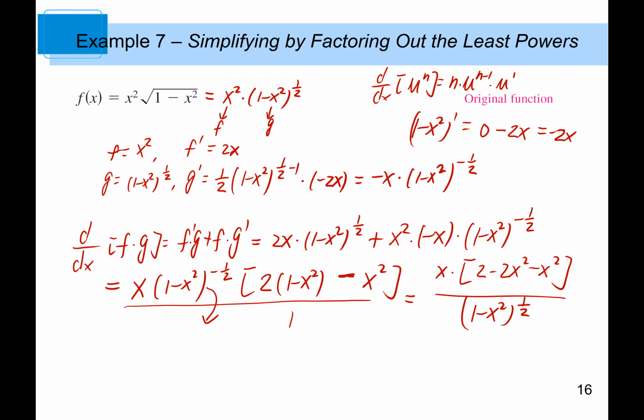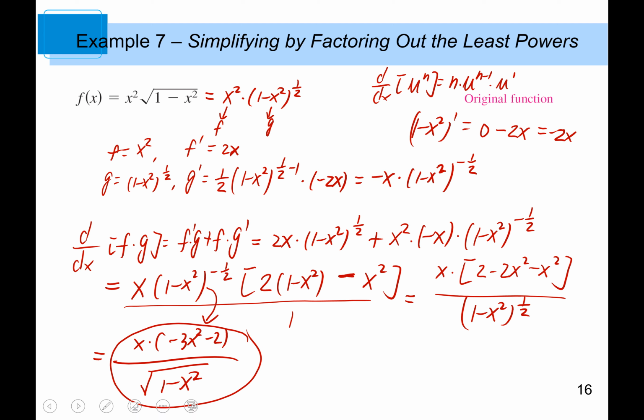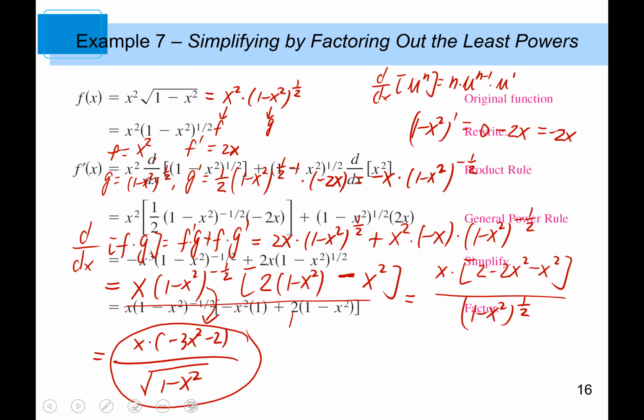Okay, so just simplify a little bit more. We get x times (2 minus 3x squared) over... if you want to write it as a square root, feel free to do so... the square root of 1 minus x squared. And that's going to be the final answer.